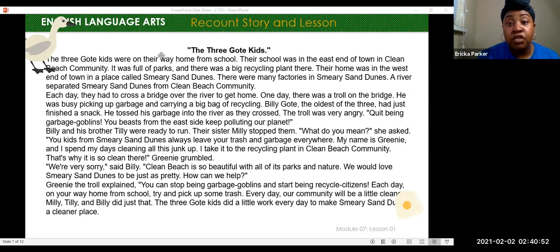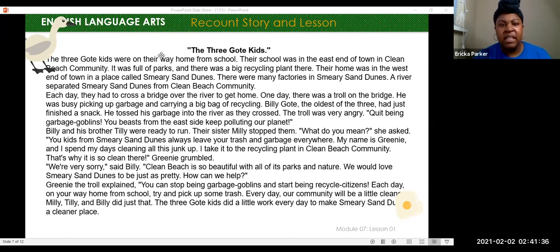One day, there was a troll on the bridge. He was busy picking up garbage and carrying a big bag of recycling. Billy Goat, the oldest of the three, had finished a snack. He tossed his garbage into the river as they crossed. The troll was very angry. "Garbage goblins, you beasts from the east side keep polluting our planet!" Billy and his brother Tilly were ready to run. Their sister Millie stopped them. "What do you mean?" she asked.